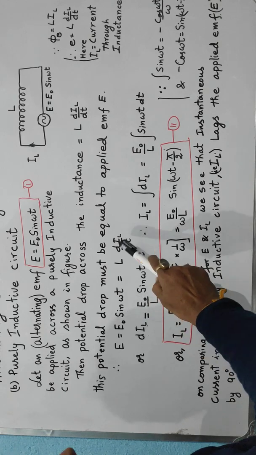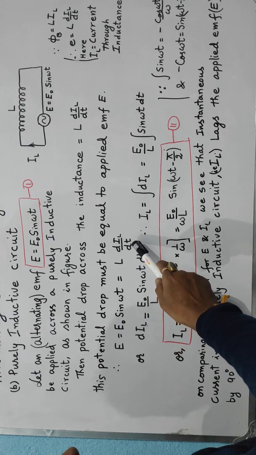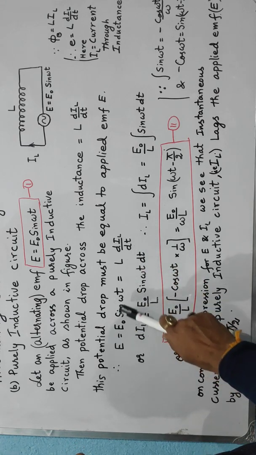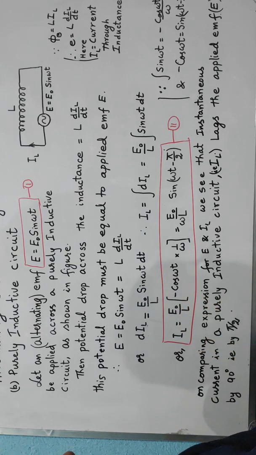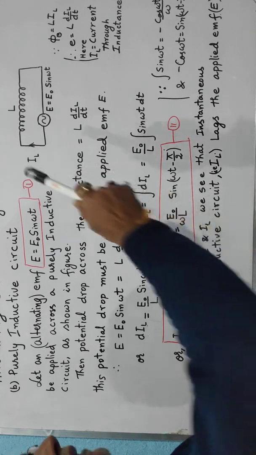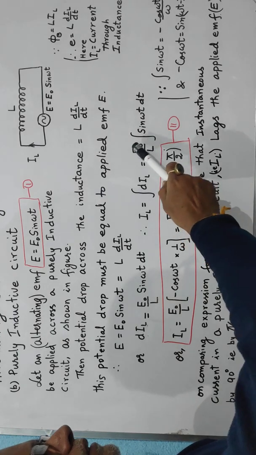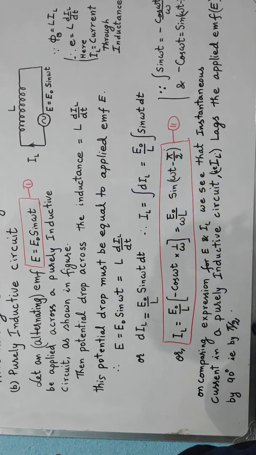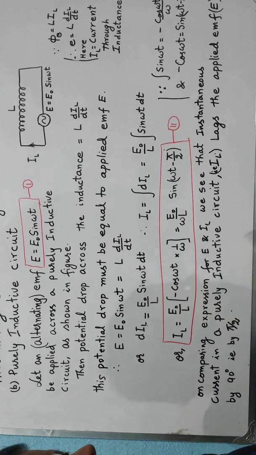And when you rearrange this, take L on the other side and dt on the other side, we have dIL is equal to E0 by L sin omega t dt. And if we integrate both sides, we will get the value of IL, that is the current flowing through the inductive coil. On integration, we get E0 by L is constant, we take it outside the integrand, and sin omega t d omega t when integrated gives us minus cos omega t divided by omega.